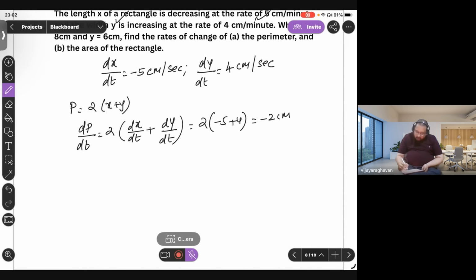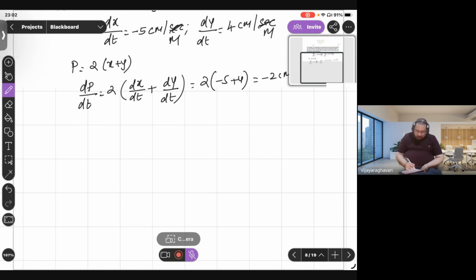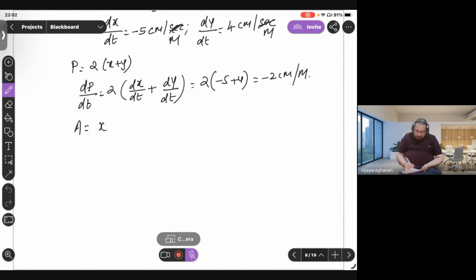I'm sorry, here it is per minute. So now what is the area? Area formula is length into breadth, x into y. So you need to use the product rule. So dA with respect to time is x times dy/dt plus y times dx/dt.